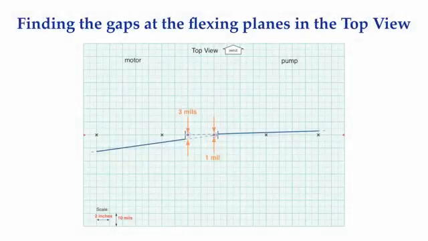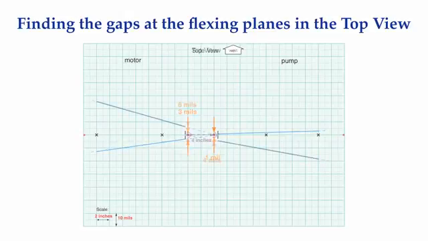The top view alignment model shows that there is a 3 mil gap at the motor flexing plane and a 1 mil gap at the pump flexing plane. The side view model showed that there is a 6 mil gap at the motor flexing plane and a 4 mil gap at the pump flexing plane. The largest of these 4 gaps is 6 mils, so we divide that gap by 4 inches to obtain our maximum misalignment deviation of 1.5 mils per inch.